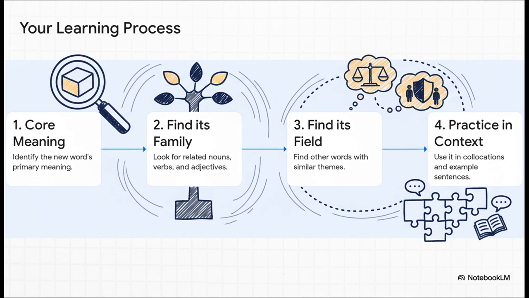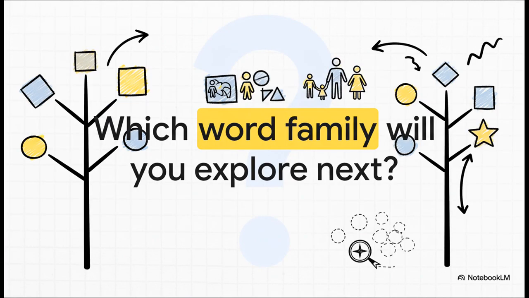Four simple steps. First, whenever you find a new word, just get its main core meaning. Second, immediately look for its family members, the noun, the verb, the adjective. Third, find its neighbors, other words with similar themes, like oppress and suppress. And last, and this is crucial, find real examples and common word pairings so you can see how people actually use it. When you start thinking this way in terms of families and connections, you stop just memorizing.